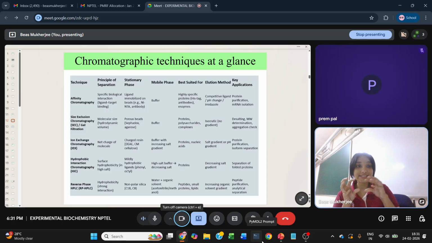Then what happens, since these imidazole rings are smaller in size and very highly mobile, they will go and compete with the histag proteins for binding to this nickel. So they will push off the histag proteins and bind to nickel, and our histag protein is going to elute. This is one type of elution, competitive elution, biospecific elution. The other type of elution is increasing the salt concentration. So when the salt concentration is high, then what happens?